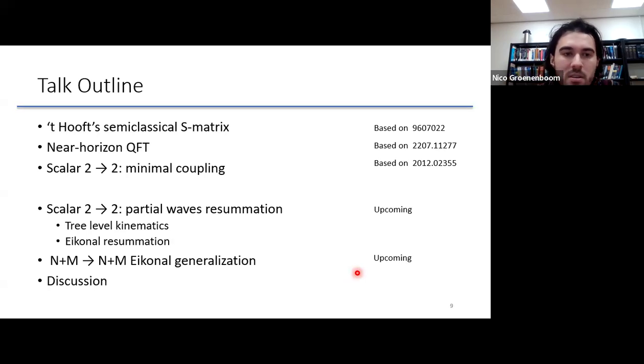So for the talk outline, we will have two parts. And first, I will review what has already been done. So we will review the derivation of the 't Hooft semiclassical S matrix. Then I will show the field theory surrounding the graviton that we have developed to do calculations with, and the initial Eikonal results, which we call the minimal coupling. And in part two, we will resolve the issues that came surrounding the minimal coupling by resumming over all of the partial waves, because in the minimal coupling we have made an approximation as spherical harmonics. And in the end, we will generalize this to arbitrarily many particles.